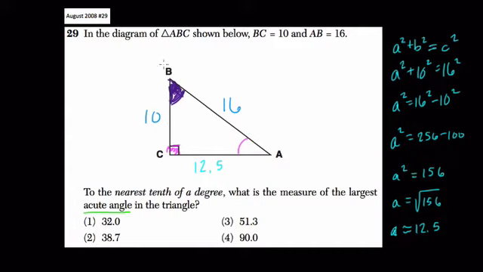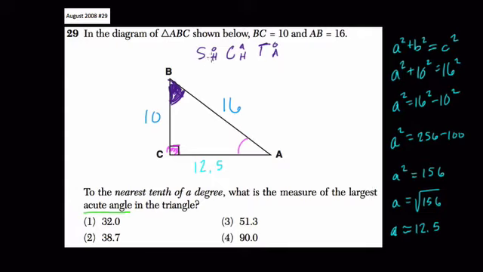So let's use our trig ratios here. SOHCAHTOA. Sine is opposite over hypotenuse, so SOH represents sine. Opposite over hypotenuse. CAH for cosine, adjacent over hypotenuse, and TOA for tangent, opposite over adjacent. We can use any of these here.